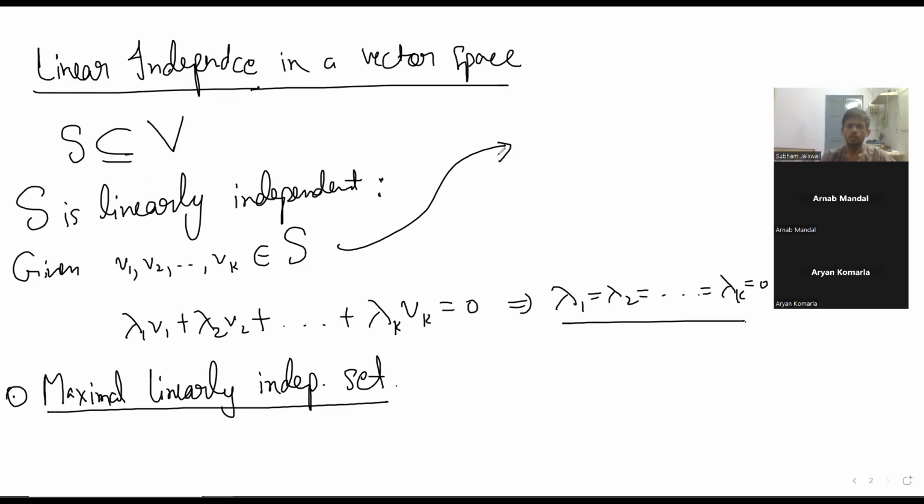So if we take a linearly independent set and eliminate one element from there, that would be a smaller number of elements in the set, and it would also be linearly independent. So when we are looking into a vector space, the biggest linearly independent set, I mean the highest number of linearly independent elements, then the set will be called a maximal linearly independent set.